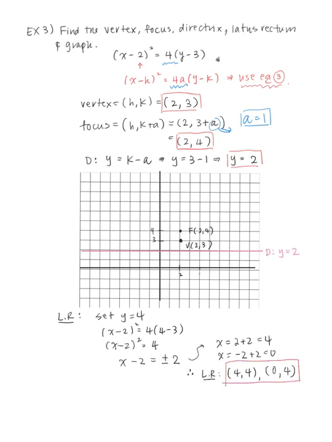Plotting those points, this is (4, 4). Sorry, focus, I'm just going to write over you. And then (0, 4). Let me just rewrite the focus. The focus was (2, 4). Now connect those dots. Draw out the graph, and we're done.